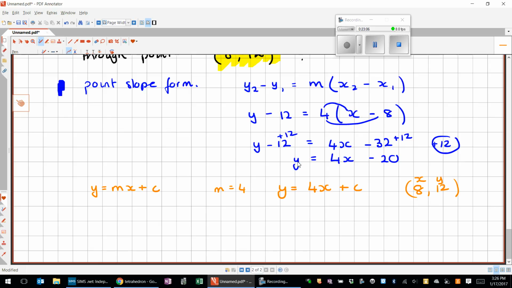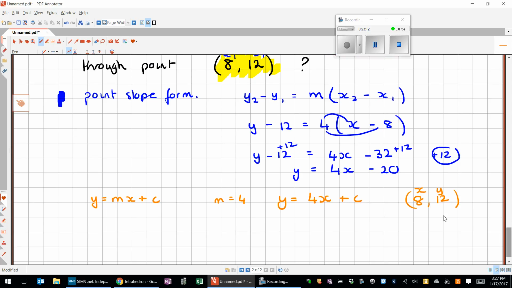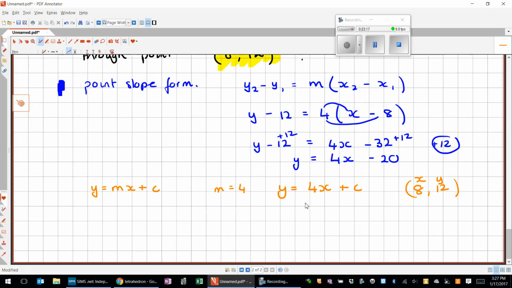So what we'll do is, have I written that the right way around? Yeah. So now I've literally written the stuff I've been told, so I'm going to replace y with 12, and it's 4 times whatever x is, so 4 times 8 plus something, so now I've got 12 equals 32 plus something. And it just so happens, it has to be 32 minus 20 makes the 12. So c has to be minus 20. Which I then write as y equals 4x minus 20.